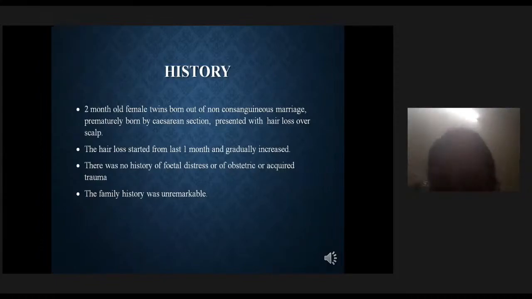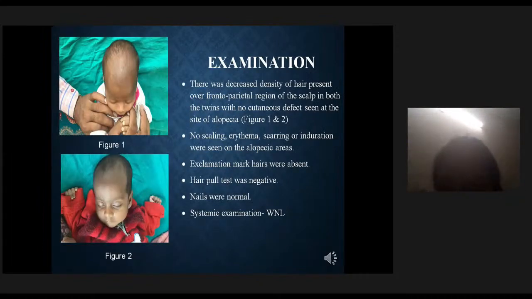The history is as follows. 2-month-old female twins born out of non-consanguineous marriage, prematurely born by cesarean section, presented with hair loss over the scalp. It started 1 month ago and increased gradually. There was no history of fetal distress or of obstetric or acquired trauma. The family history was unremarkable.